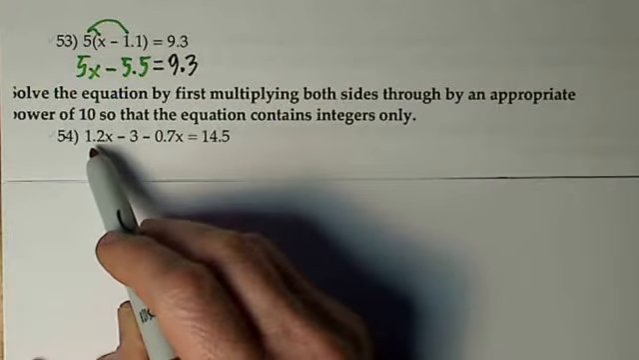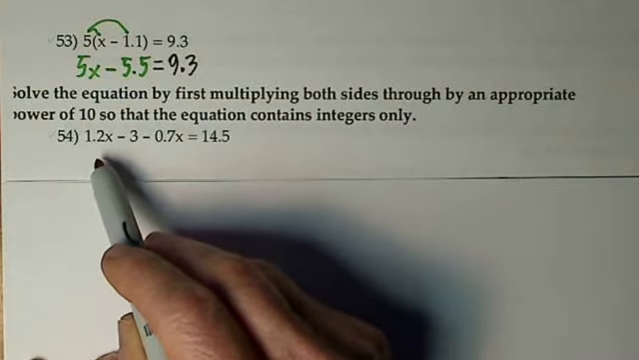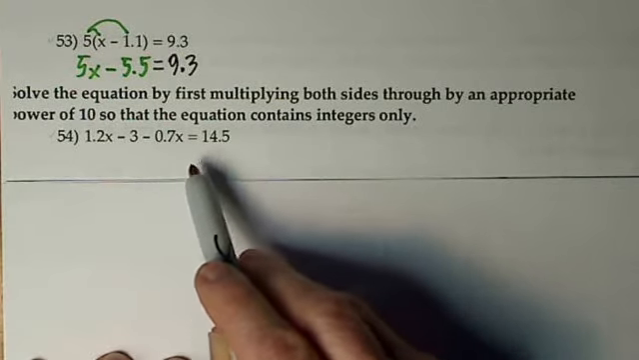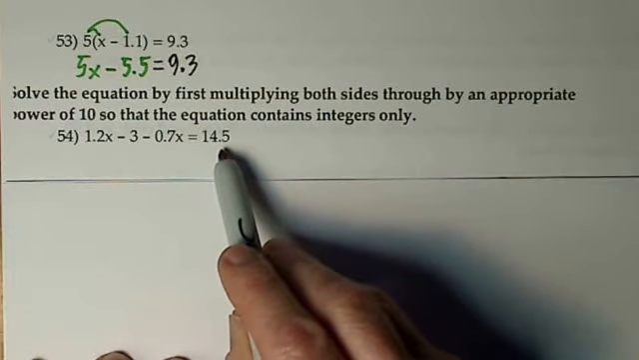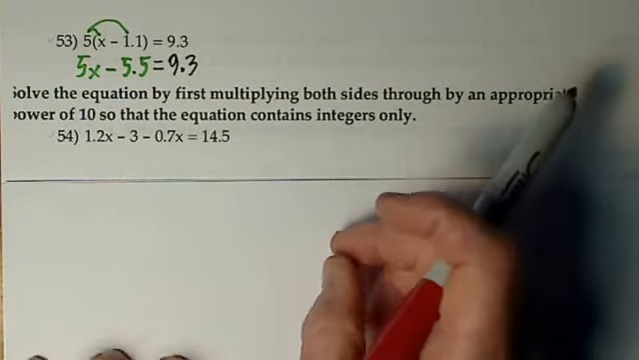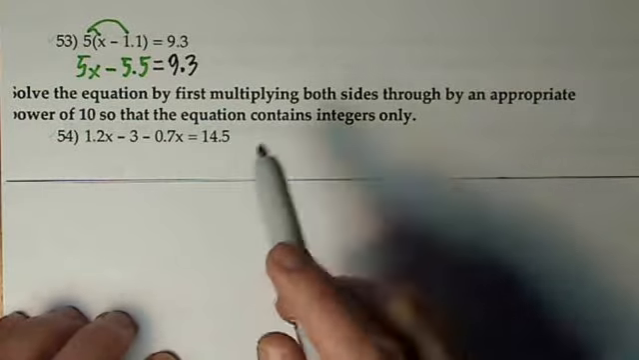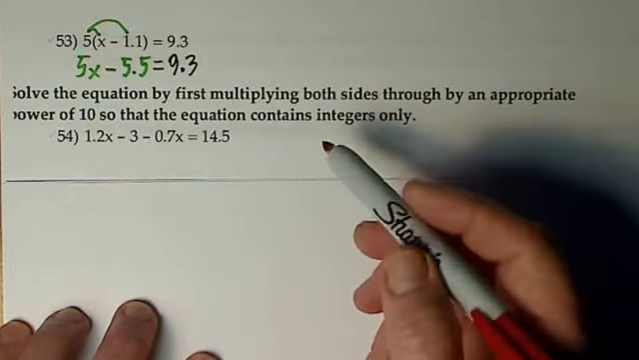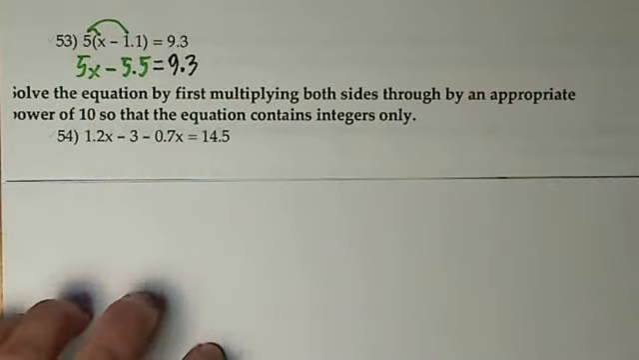If I was to multiply this by 10, I would have 12. If I multiplied this by 10, I would have 7. If I multiplied this by 10, I'd have 145. So that would get rid of all my decimals. In order to do that, though, I have to do it in a balanced way.